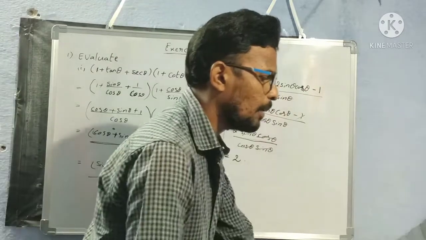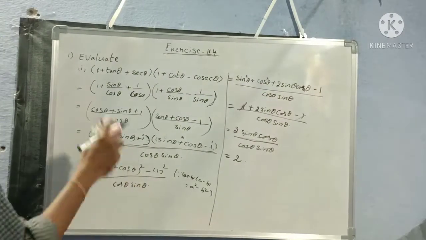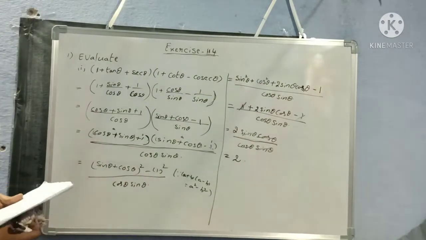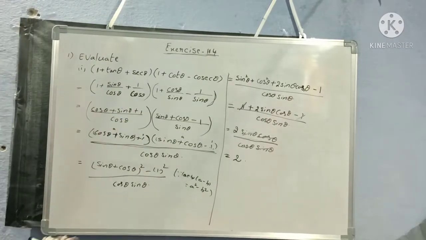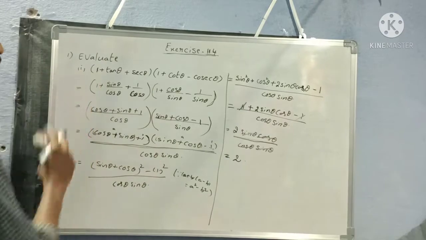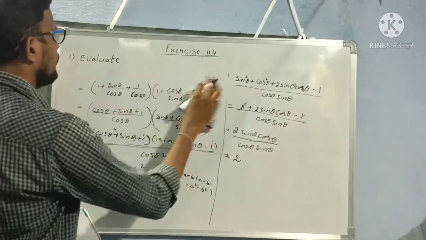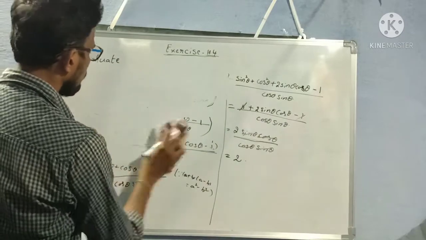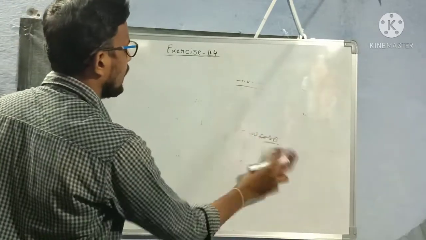This is how we need to solve the first problem. I hope everybody understood the first problem. Now let us move to the second question, first Roman, second one. What is the question here?